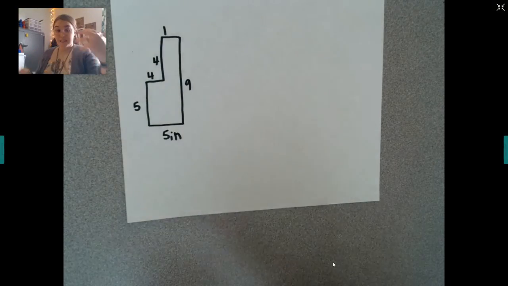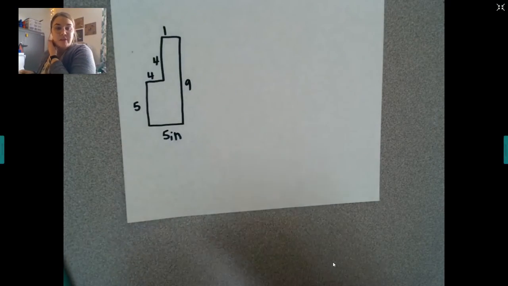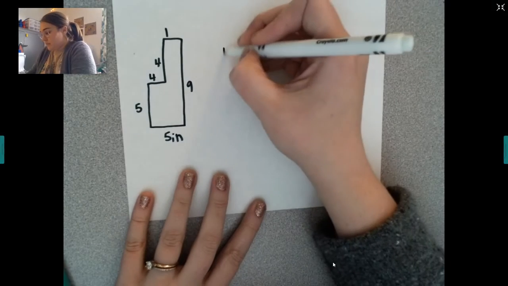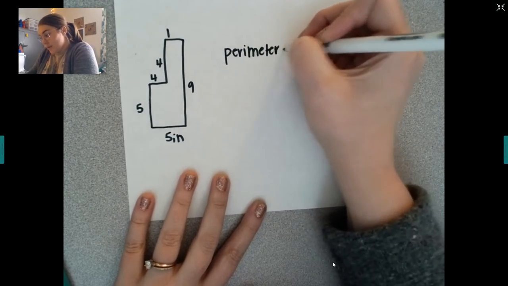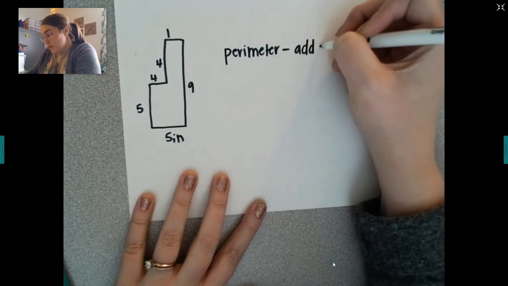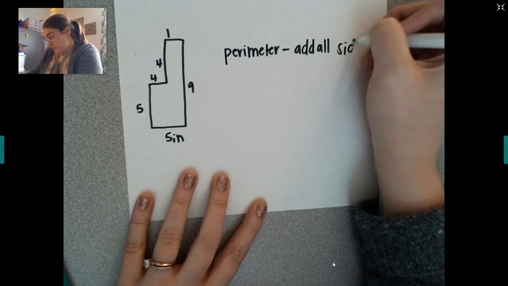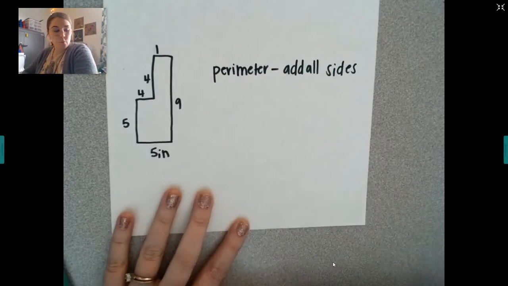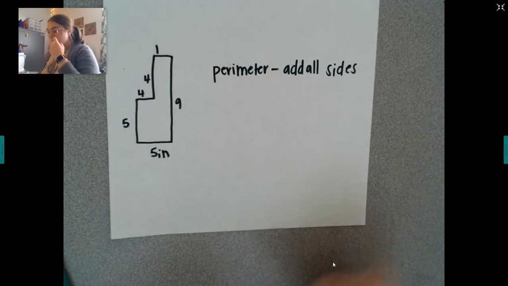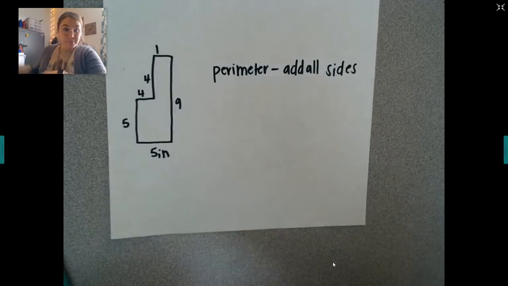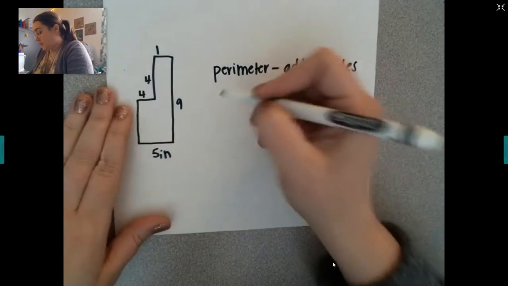So if it's the same, how do you think I solve this for perimeter? If perimeter is when I add all the sides, how would I solve this one? What would I do? Well, I hope that you said, if perimeter is add all the sides, then I'm just going to add all the numbers up, Miss Simpson, and you would be totally right.